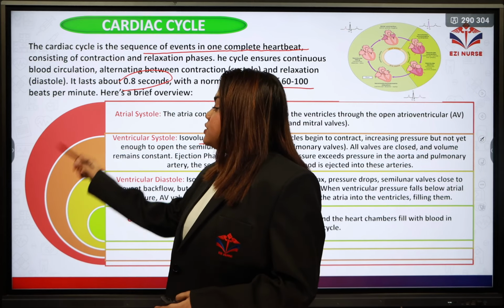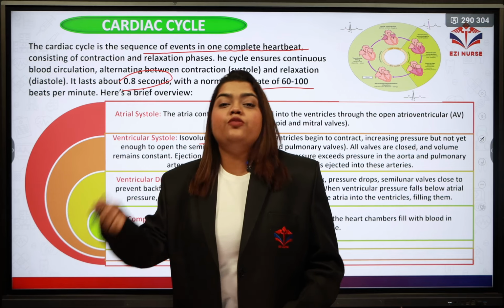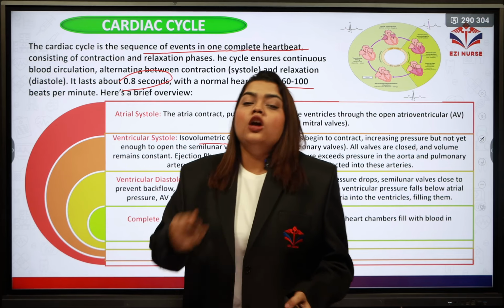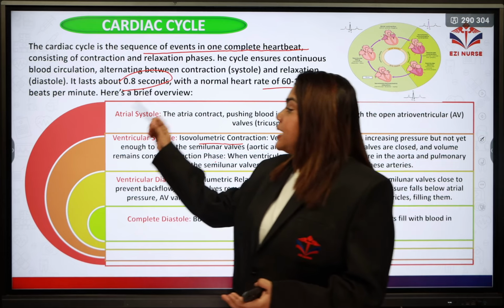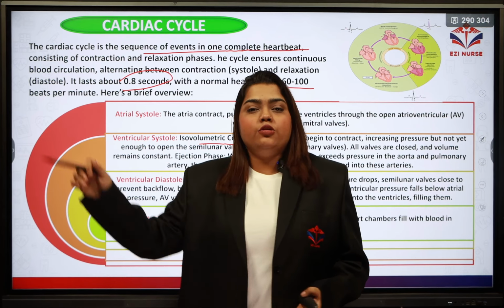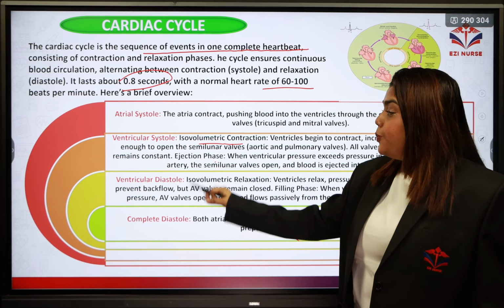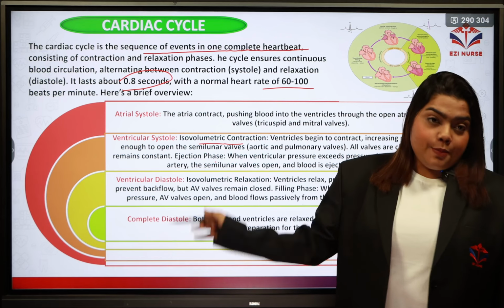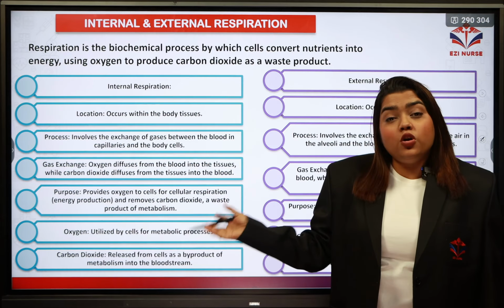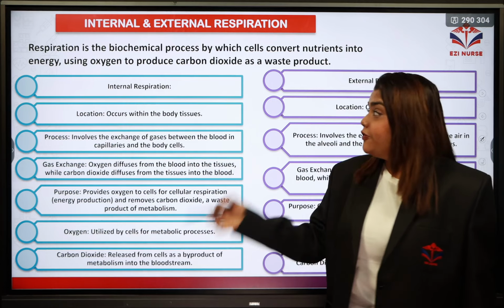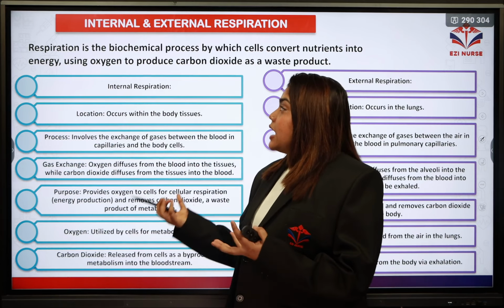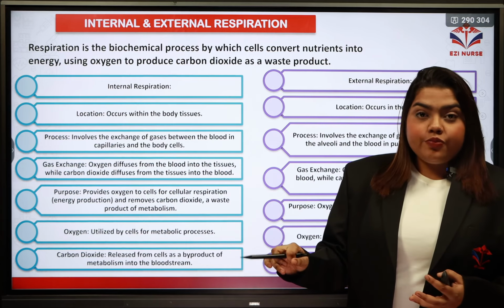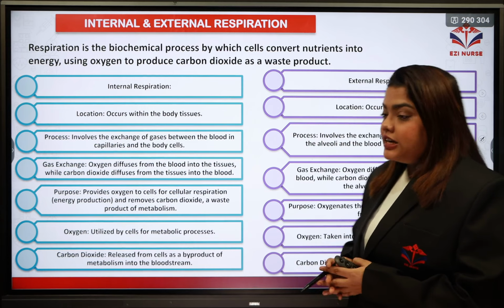So the same cycle will repeat again for the next heartbeat. In each heartbeat this same cycle will be circulating. This is a very important point which you should remember. This is the most important question which will definitely come in the exams. Next we have the internal and external respiration.